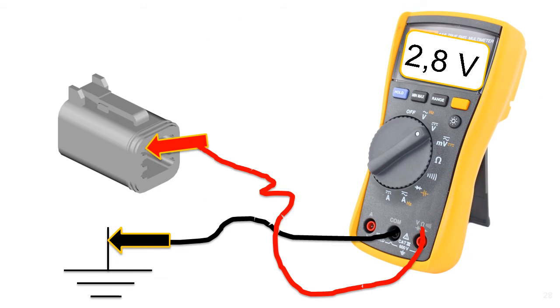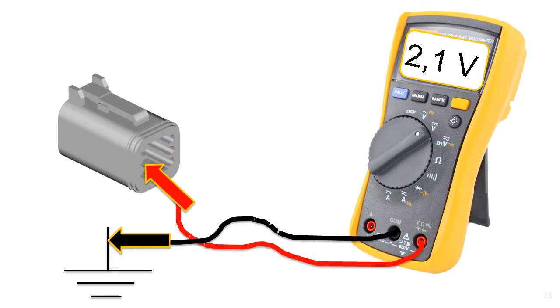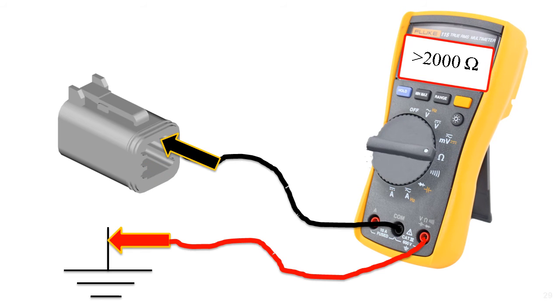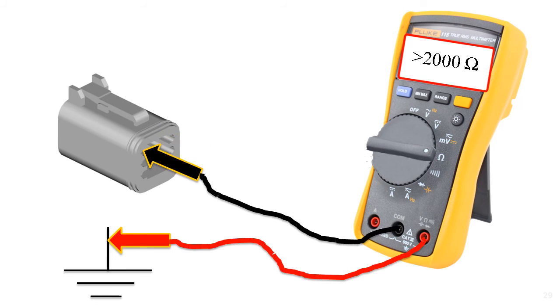If the network resistance is good, wake up the ECM and check for anything above 5 volts on the CAN high and CAN low circuits, which would mean a short to positive. You should read approximately 3 volts on the CAN high wire and 2 volts on the CAN low wire. Check for a short to ground. The resistance should be above 2000 ohms.